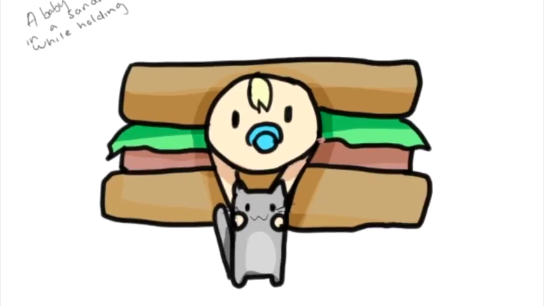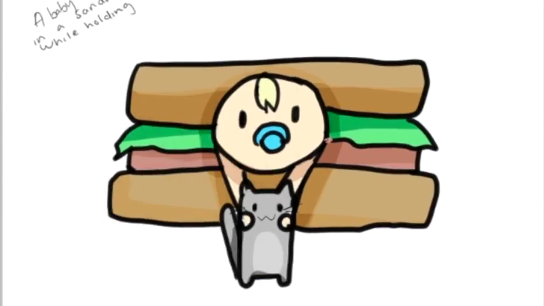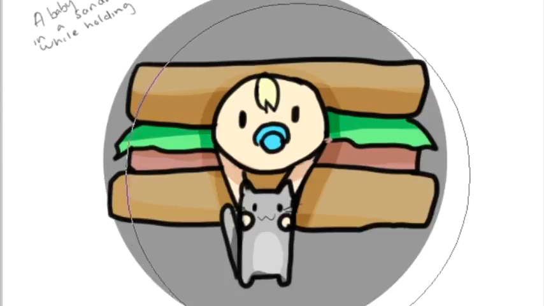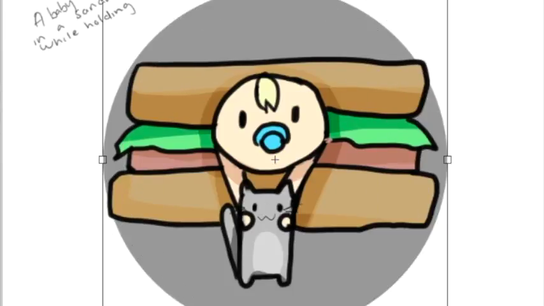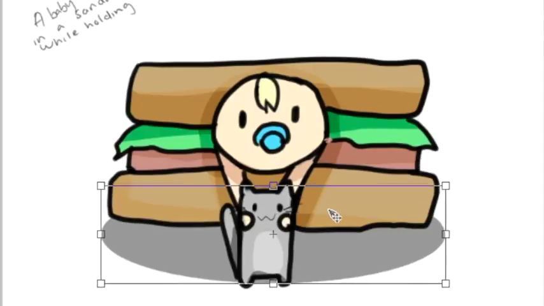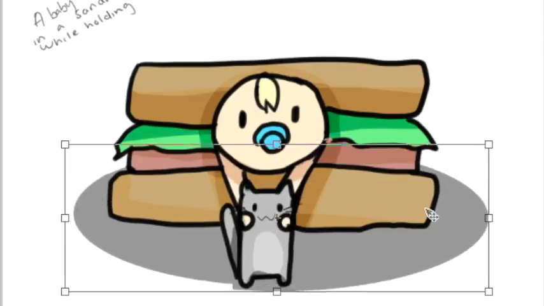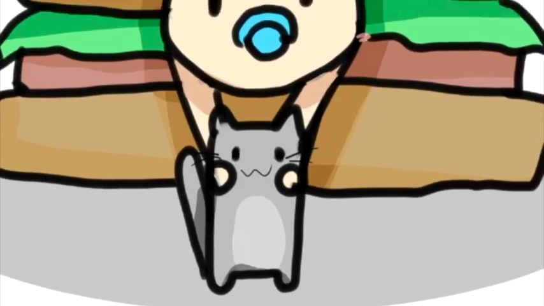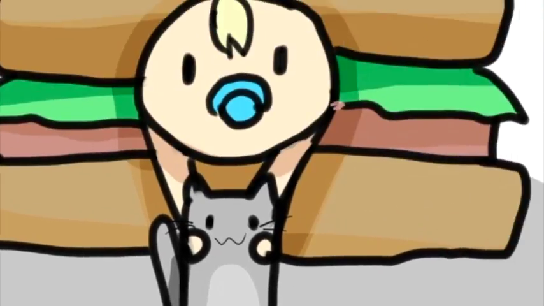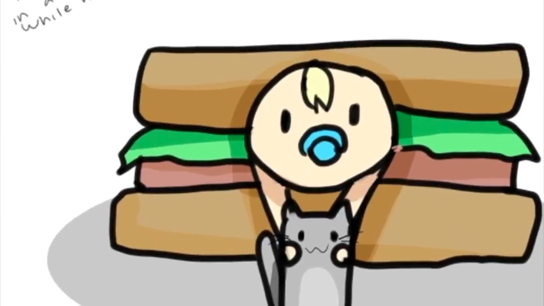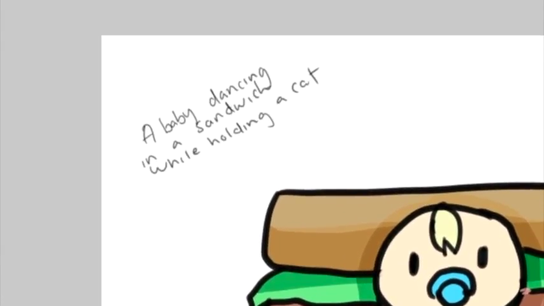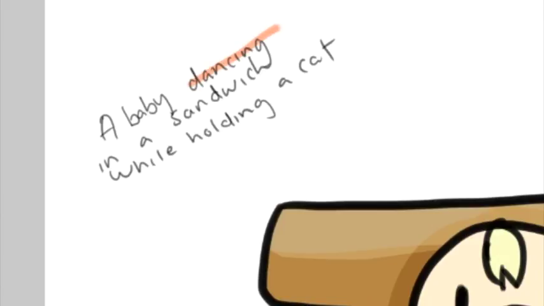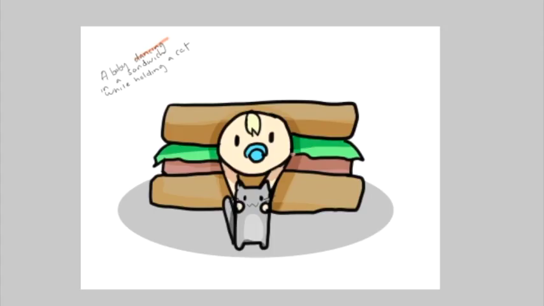Just gonna add maybe a little shadow sort of thing. Okay, I suck at shadows. Let's draw a big ball. And then transform it. Ah, there we go. That's what I'm talking about. Okay, so I'm finally done. A baby in a sandwich while holding a cat. Yeah.